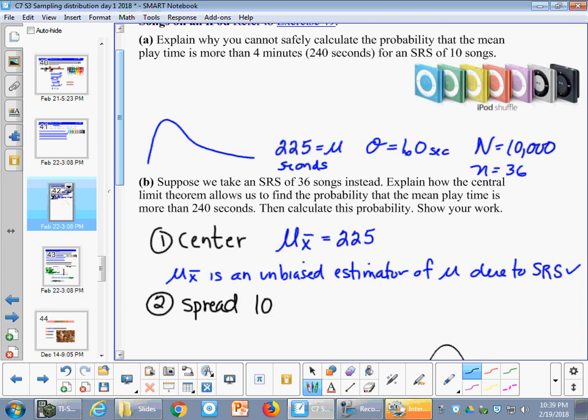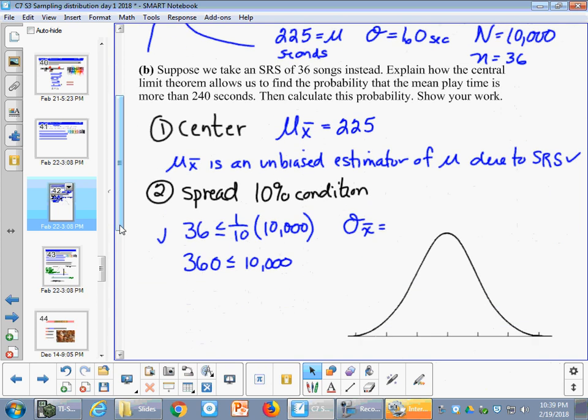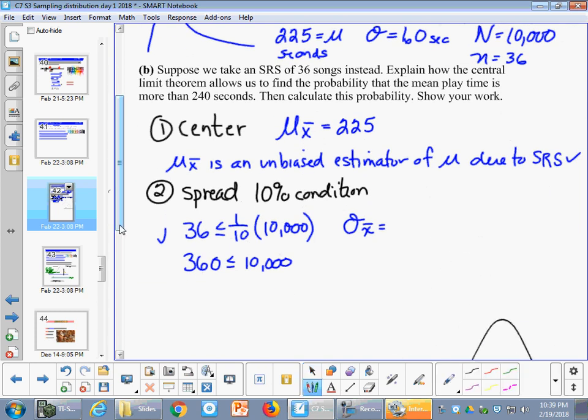And this is called the 10% condition. So let's take our n, which is 36. Is 36 less than or equal to 1/10 capital N, which was 10,000, if you'll remember? And 36 does seem to be less than or equal to 10,000. So I know that I can find my new sigma sub x bar by taking 60 divided by the square root of 36, which is 60 divided by 6, which is 10 seconds.